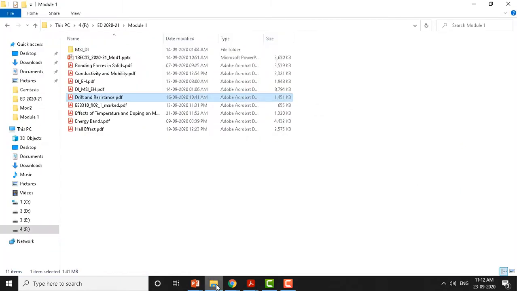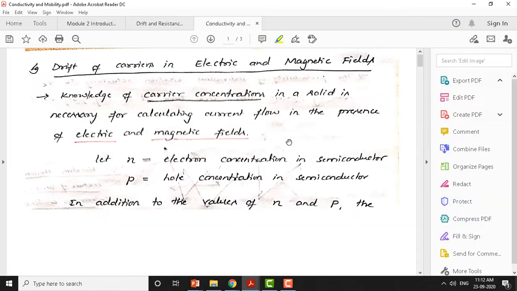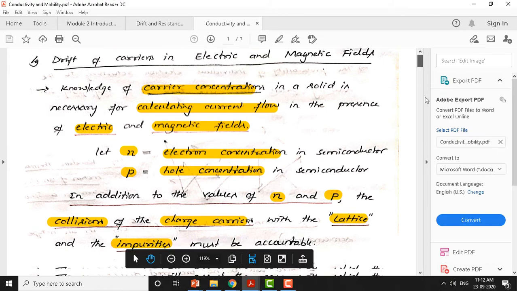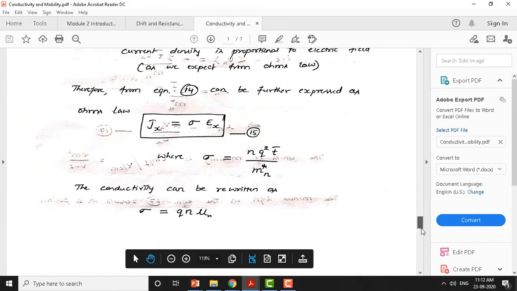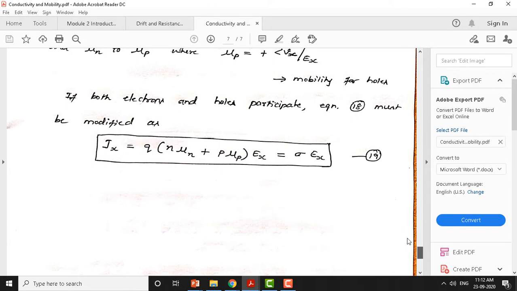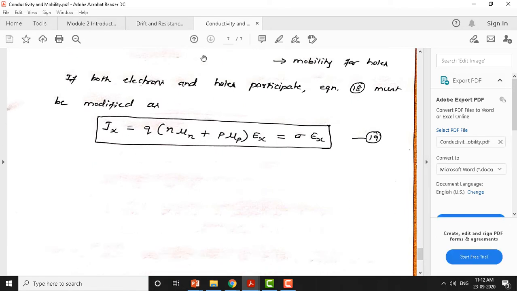For your reference, let me take that equation 19. I'll just open this material so that you will understand what that equation 19 is. It is the last equation in this. Hope you can see this equation 19. So the current density Jx in a semiconductor is given by q times n into mu n, where n is the electron concentration times mobility, plus the hole concentration times the mobility. So this is the total current density in a semiconductor.